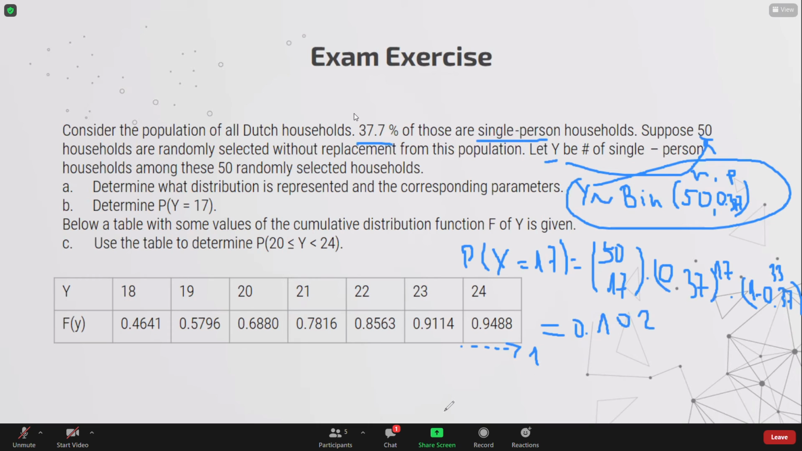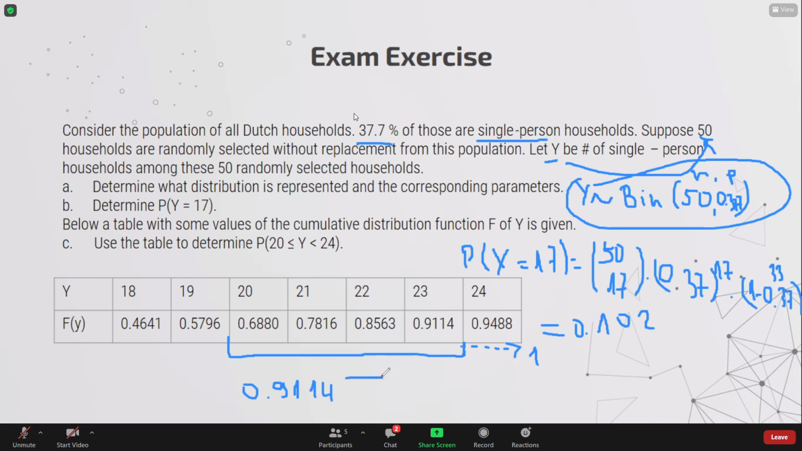So what would be your suggestion? We're interested in the numbers between 20, up to and including 20, and 24, but not including 24. So in that interval, take the number of 23 and subtract the number of 19.